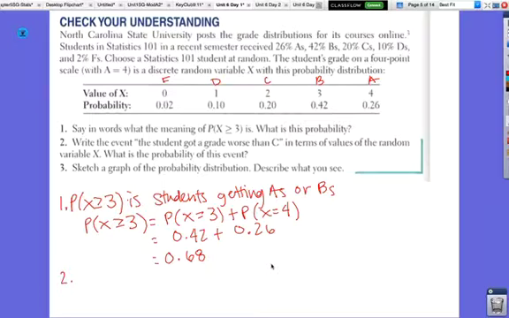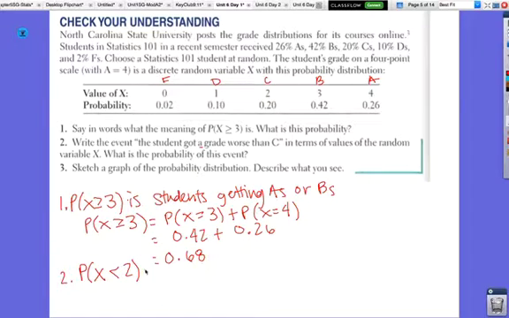Two says, write the event the student got a grade worse than C in terms of values of the random variable X, and what's the probability of this distribution? If we talk about a student got a grade worse than a C, then that would mean that they either got a D or an F. And so if we were finding the probability of that, we would say probability X is less than 2. The reason I chose 2 is because 2 represents C. It doesn't say that a student got a grade of C or worse. It says a grade worse than C. So that means either a D or an F.